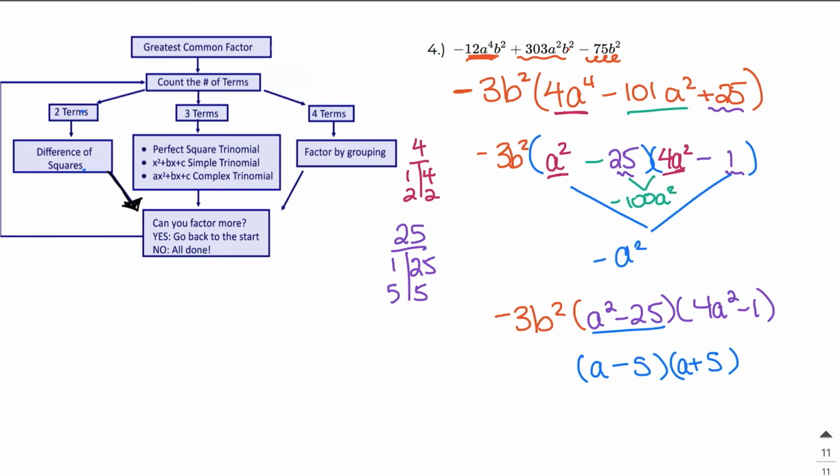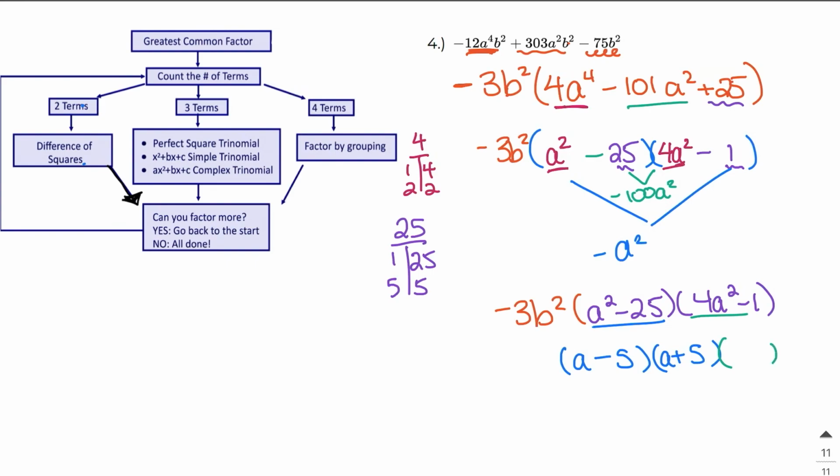And then I'm going to take a look at this 4a squared minus 1, which is also a difference of perfect squares because it's two terms. It has subtraction, and I've got perfect squares here. So the square root of 4a squared is 2a. The square root of 1 is 1. I can put a plus sign and a minus sign. Doesn't matter what order you do it in. And then don't forget to copy down that negative 3b squared.